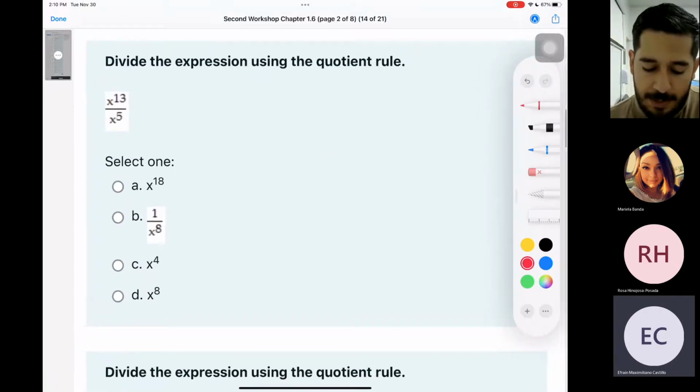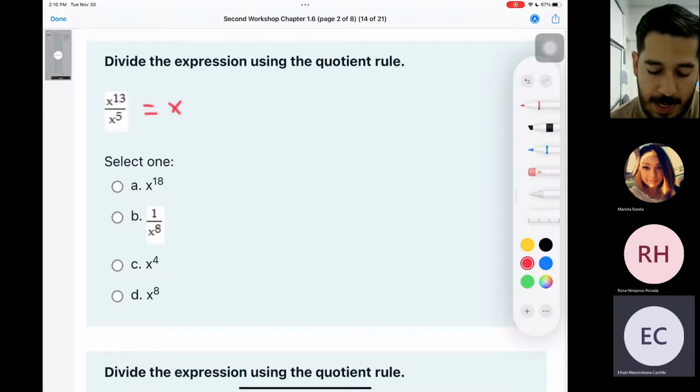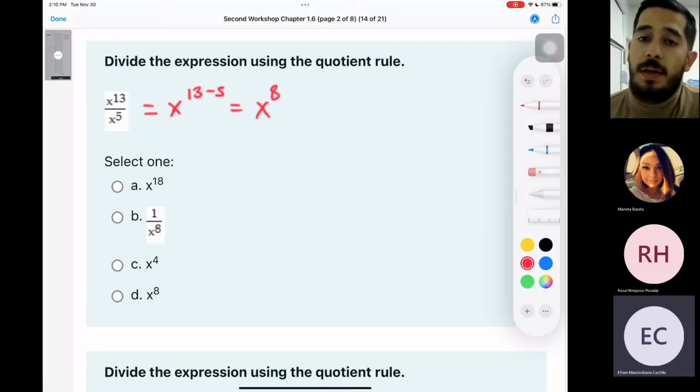Pretty sure you're going to take a guess of what this is going to be, right? You see the trend? X, 13 minus 5. That's also x to the power of 8. Okay. Top exponent minus bottom exponent. X to the power of 8.